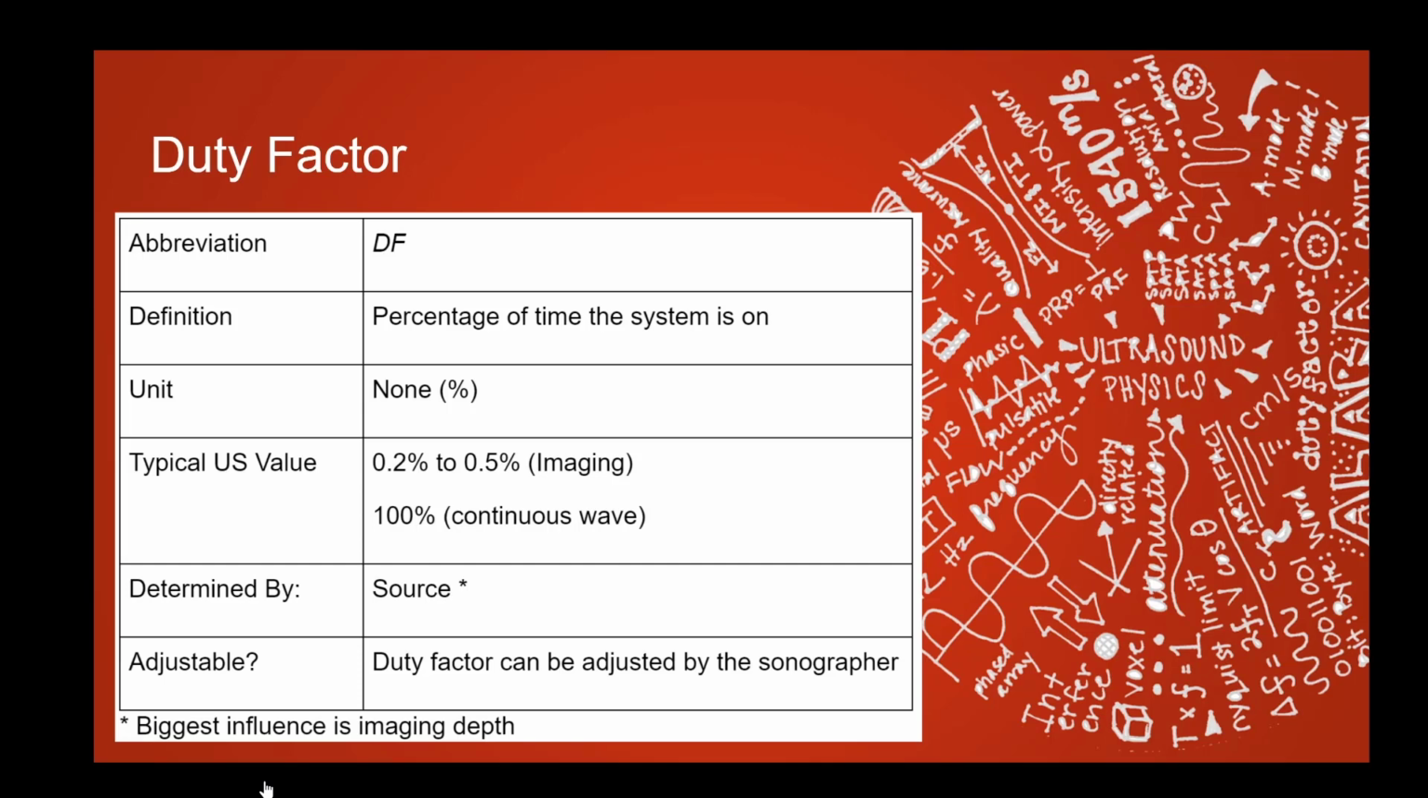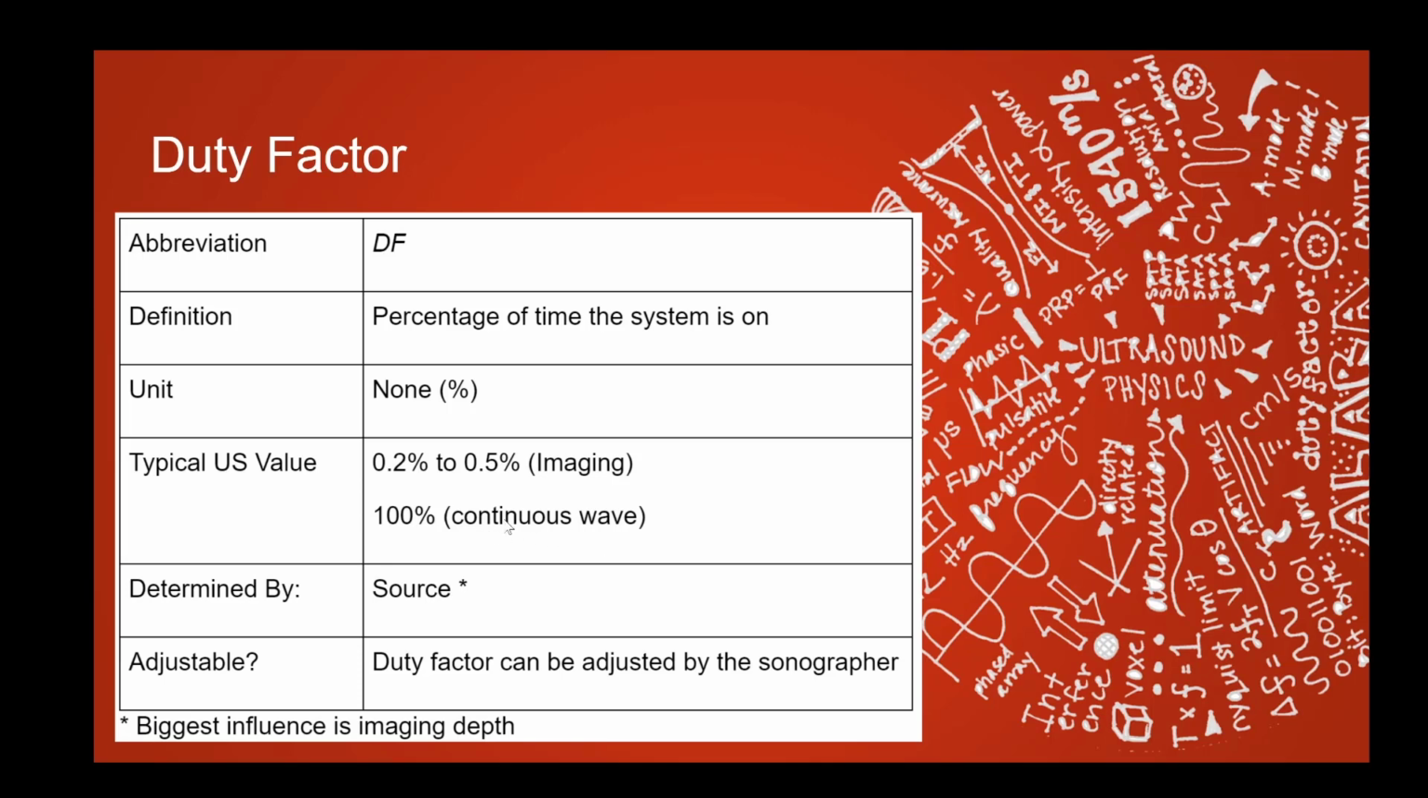Now, a typical value of the duty factor is going to be somewhere between 0.2% and 0.5%. Remember, that's for our pulsed wave imaging probes, where duty factor of the continuous wave, which again does not produce images, is going to be 100%. That's because if you think about it, it's 100% of the time always on. It's just on. There's no listening time.